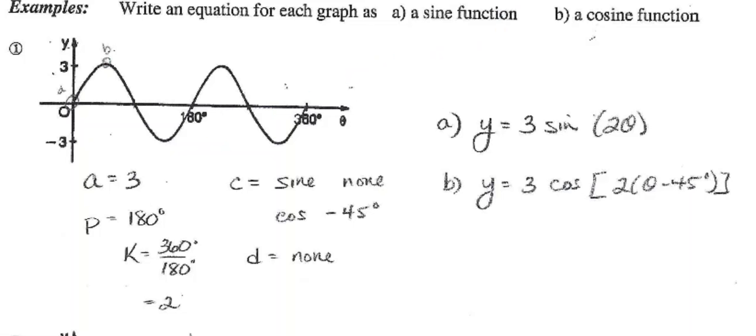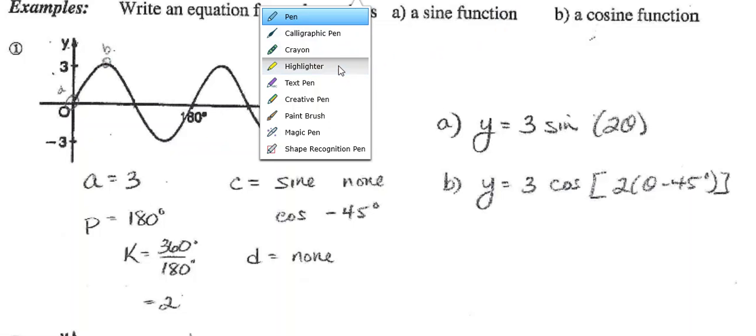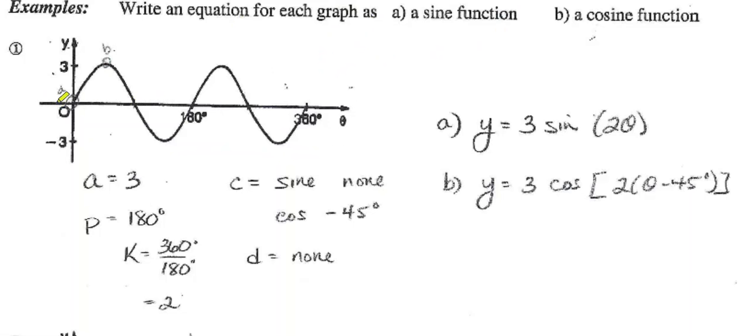Since I've already done it, I'm just going to highlight my way through. So sine waves always start at 0, 0. If it starts here, it goes up and down, so there's no reflection because sine waves always go up first and then down. The axis of the curve is on the theta axis, which means there is no vertical translation. So the d value we already know is 0.